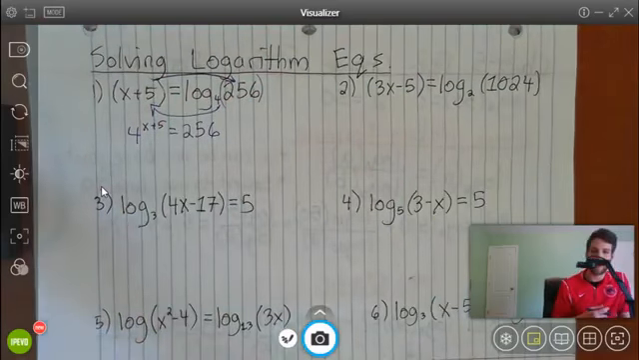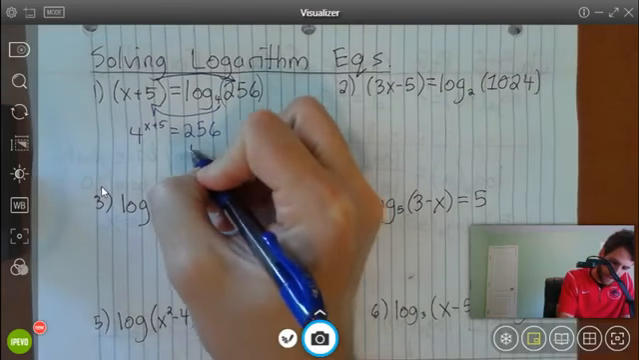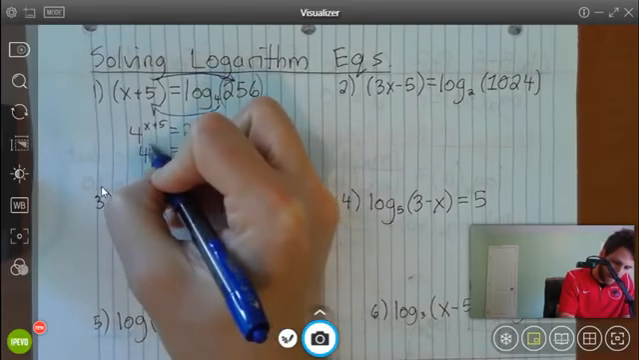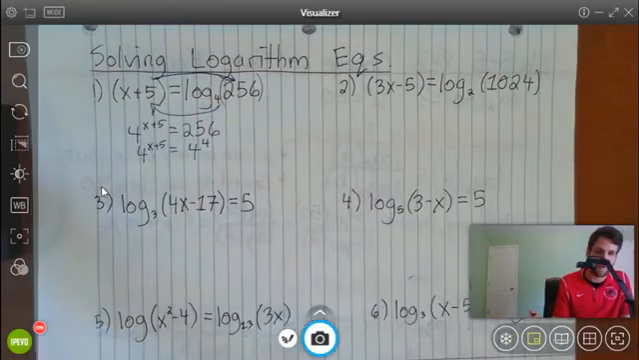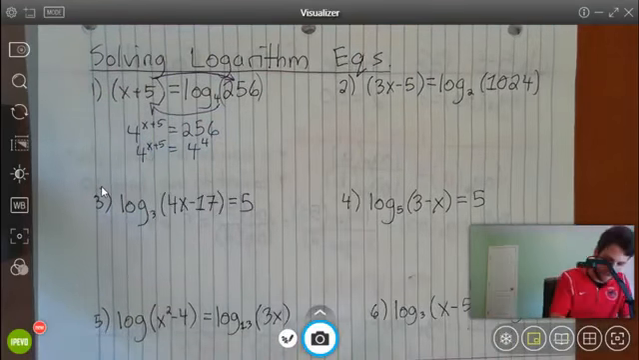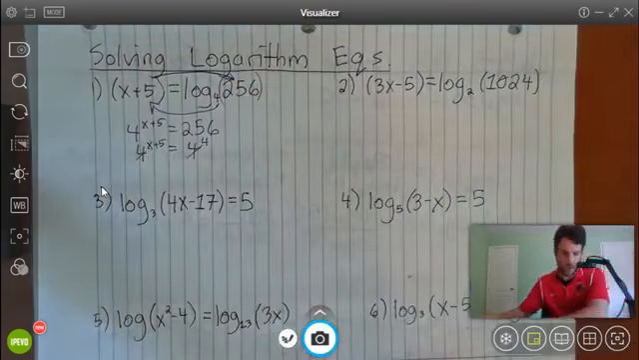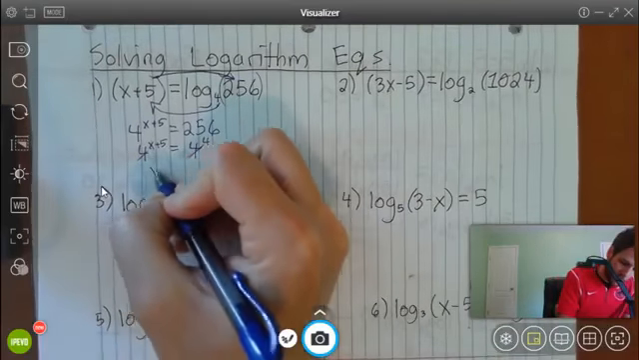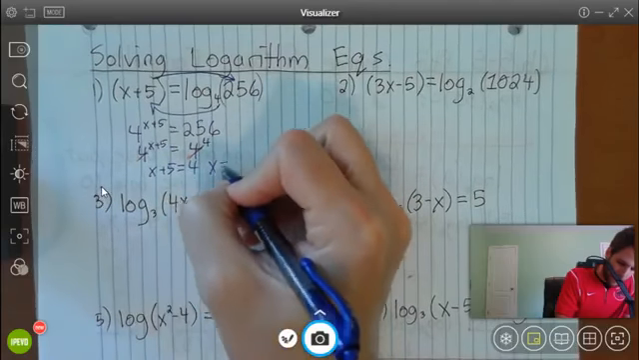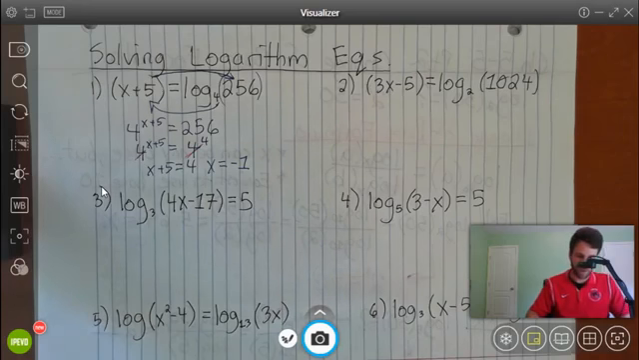And I just need to solve that exponential equation just like I have solved before. So I would write 256 as 4 to the 4th power equals what I had already on the left side, 4 to the x plus 5. And then the 4s would be able to get crossed out. And that would leave me with x plus 5 equaling 4, which means the answer here is x equals negative 1. Now I'm going to move on to number 2.